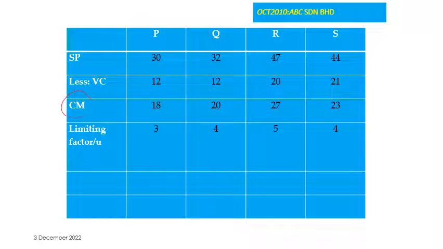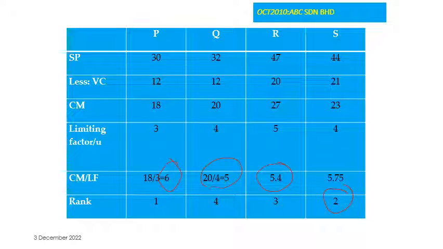So you divide your contribution margin by the limiting factor. Then you calculate contribution margin per limiting factor. From this information, that means the most profitable product is product P. So that will be your first ranking, the highest contribution margin for one machine hour. You can generate 6 ringgit of income, revenue. And then followed by product S, and then third product R, and last one is product Q. So when you finish the second step, you can proceed with the next step.